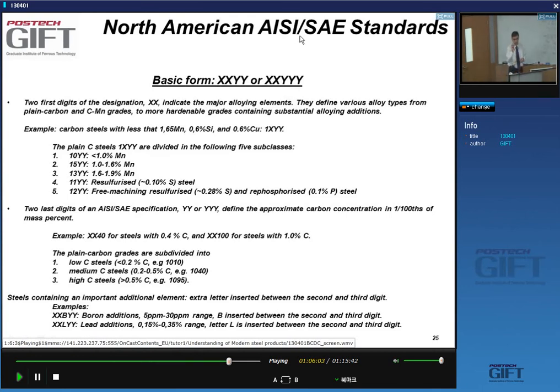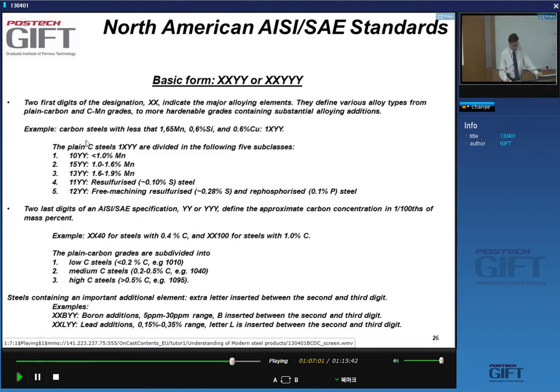So the basic form of these American Iron and Steel Institute, or SAE standards, is XXYY or XXYYY. Yeah? And so the first two digits basically refer to the major alloying elements, which are typically manganese, and then they basically define alloy types from plain carbon and carbon manganese grades to more hardenable grades, which may contain chrome and chrome moly. The last two digits, YY or triple Y, define the carbon content times 100.